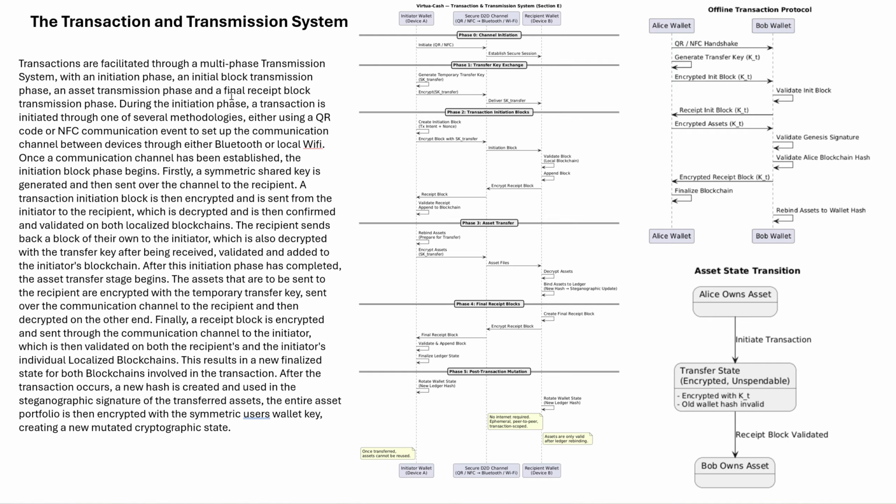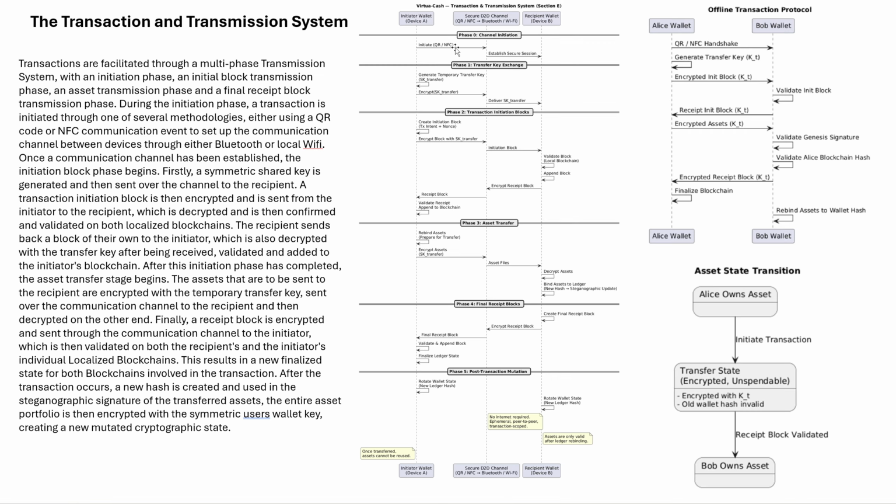So, what's going on here in a little more detail, when we have this diagram to kind of show and walk through each of the stages. The first stage is that we have phase 0, which is the channel initiation. So this is with QR or NFC.